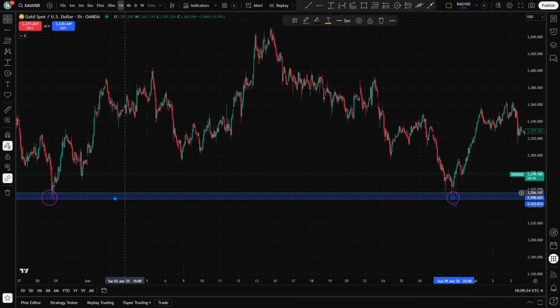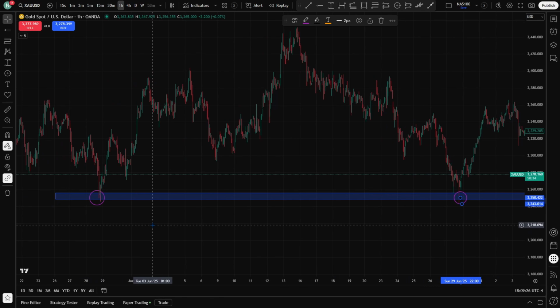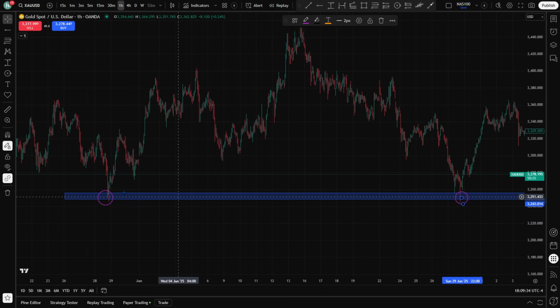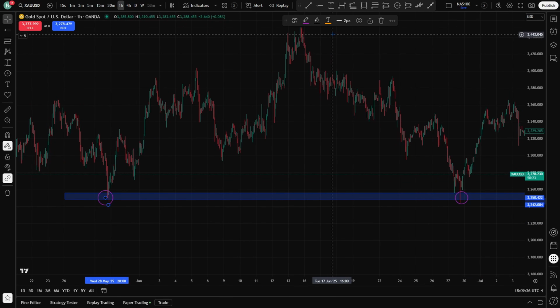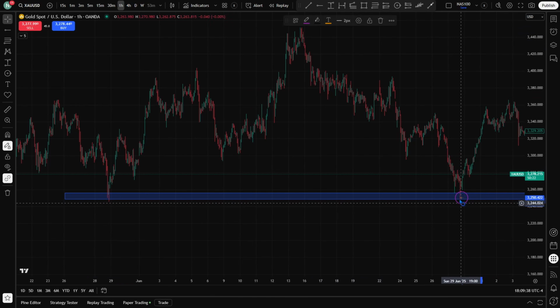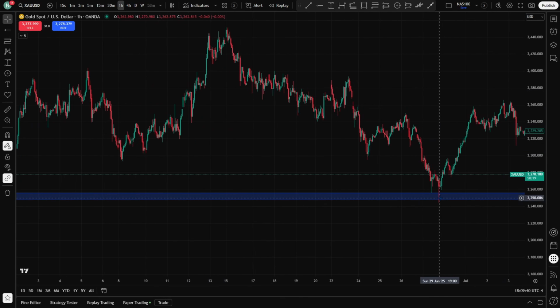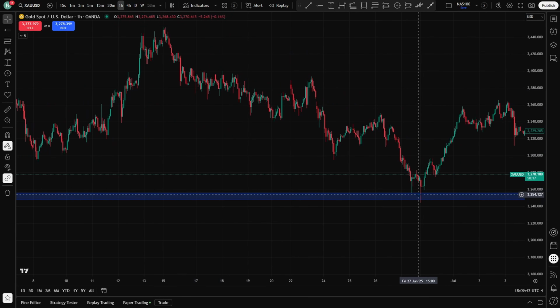So that's support. Easy enough. Think of support as holding something up, right? You're supporting something, so you're holding it up. That's what support is. So when you draw these zones, you see where buyers want to buy the market back up again, and these are the areas where you want to look for confirmation to buy.